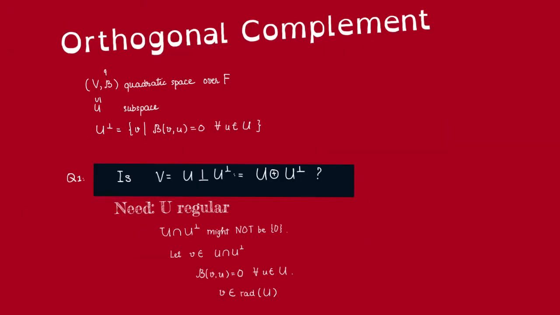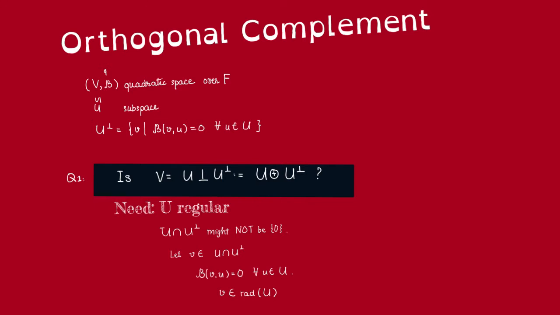Previously, given a subspace U of a quadratic space, we defined its orthogonal complement to be all the vectors in V that are orthogonal to U. By orthogonal, I really mean that the bilinear form applied to V, U is going to be 0 for all U in U. Then we ask, is it true that V is always going to be a direct sum decomposition of U and U perp? And we show that this is not necessarily true in general.